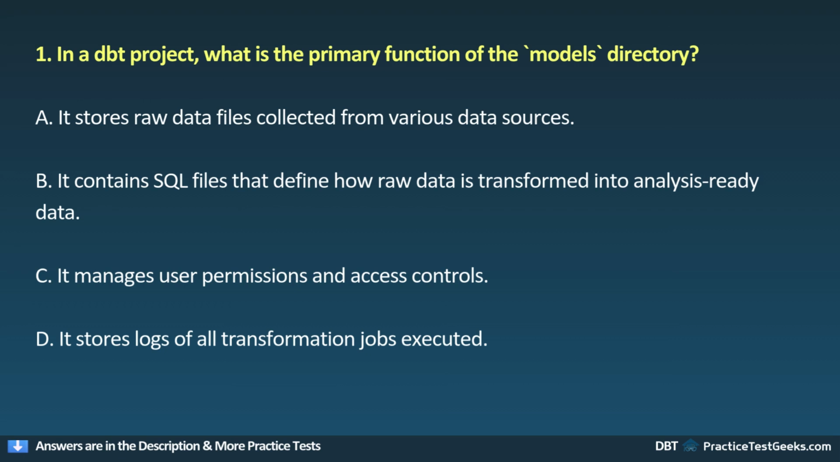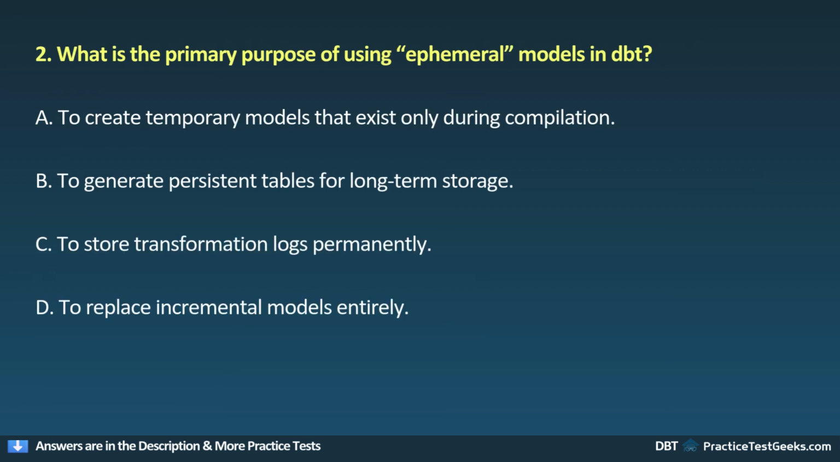C. It manages user permissions and access controls. D. It stores logs of all transformation jobs executed. 2. What is the primary purpose of using ephemeral models in DBT?